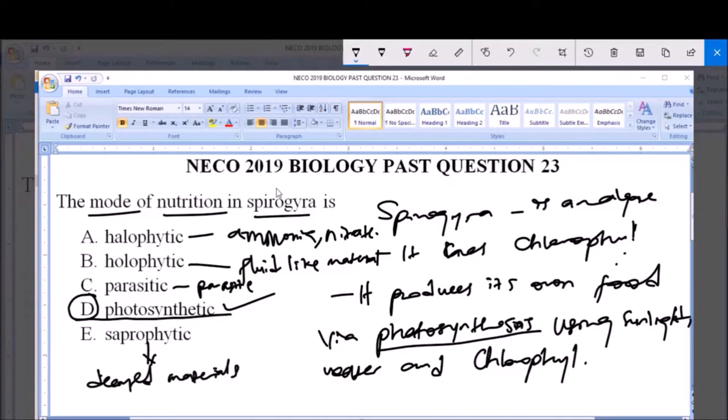But the type exhibited by Spirogyra is photosynthetic, and that is option D. And I'm giving you the reason: because it contains chlorophyll, so they use sunlight, water, and this chlorophyll to manufacture their food.